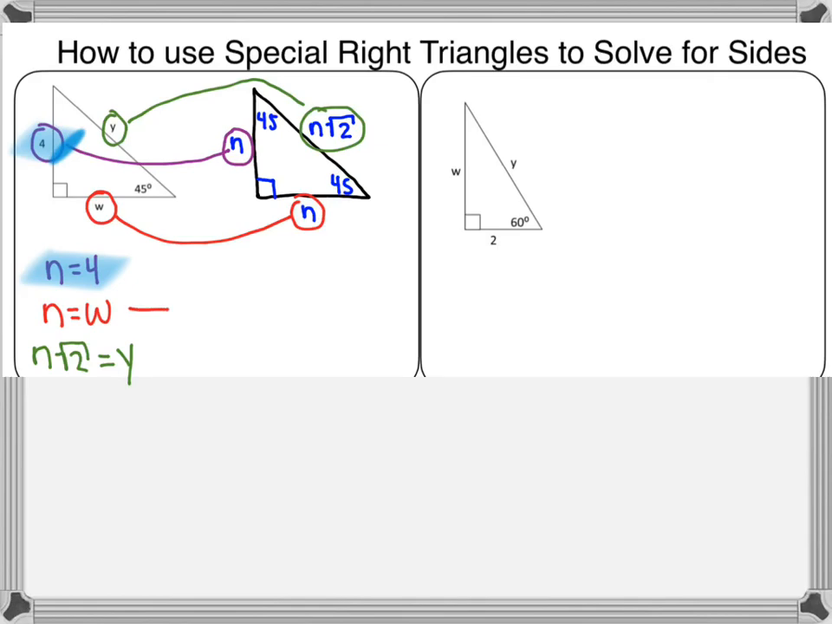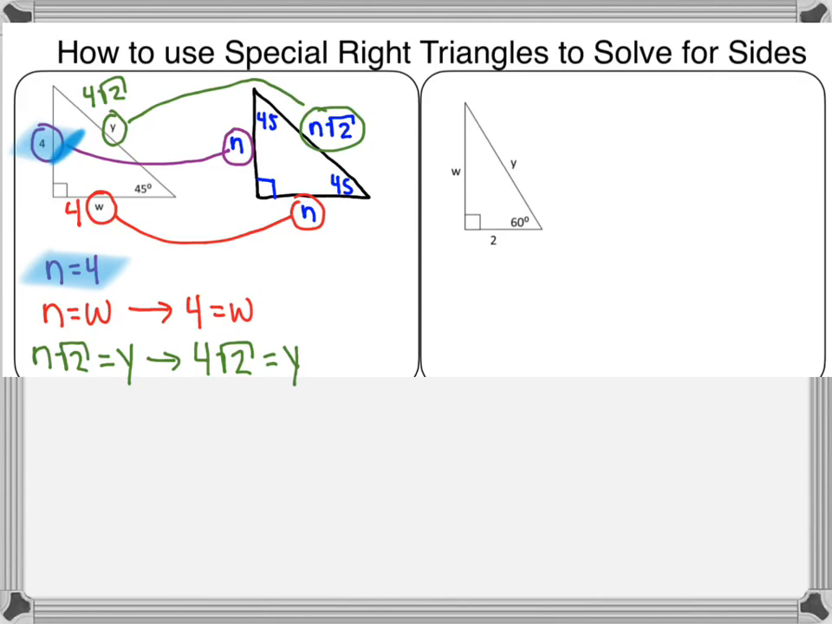So for example, this says n equals w, so I would say 4 equals w, or w equals 4, so I know that this side is of length 4. Okay? And likewise, if I look at the next part right here, I would have n square root of 2 equals y. I know that n equals 4, so I would go 4 square root of 2 equals y. So I know that this side would be 4 square root of 2. Okay? So that's one of the slickest ways to use a template triangle and matching things up.